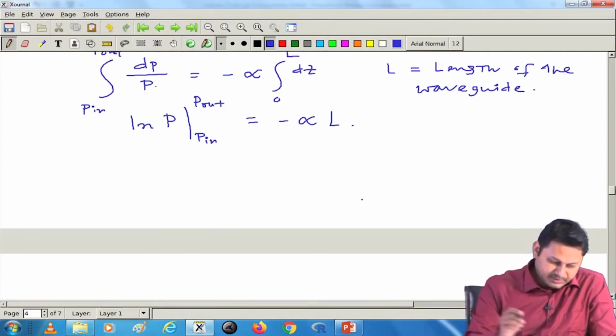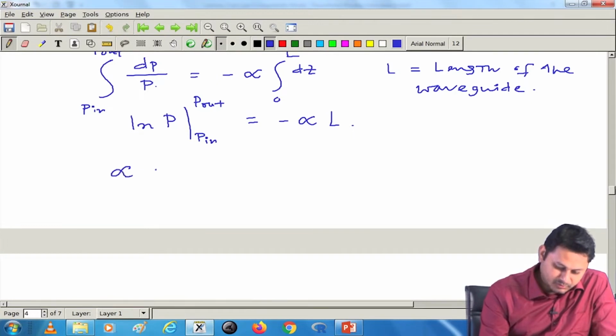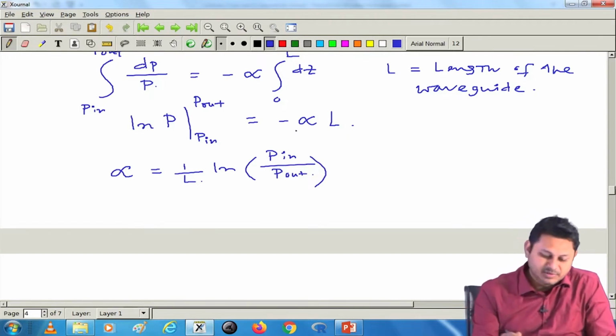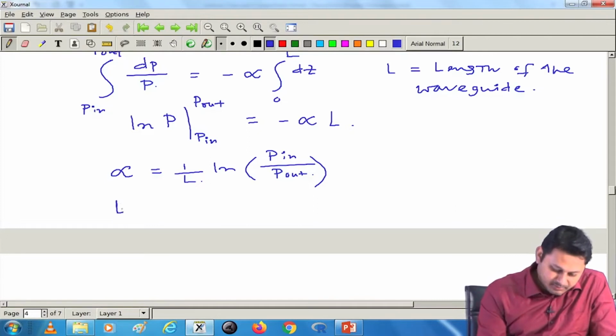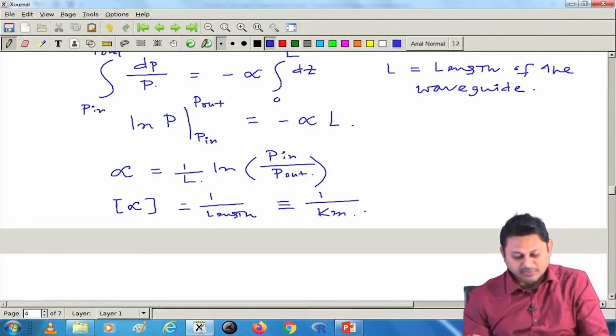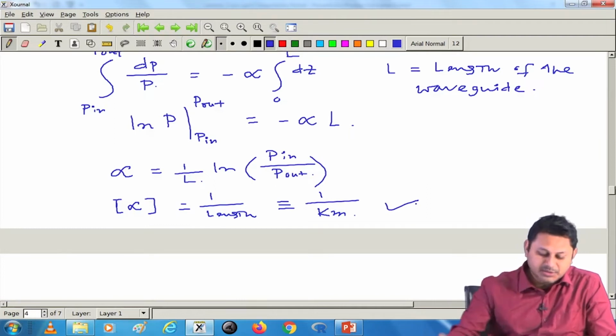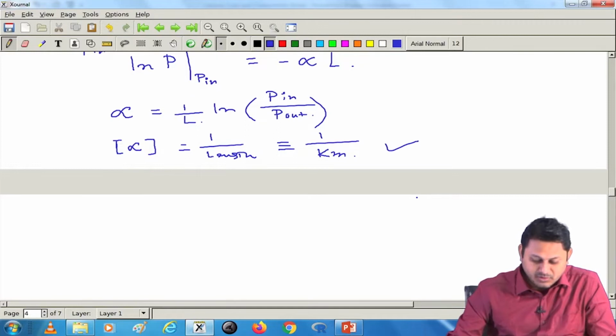So alpha, which we call the loss coefficient, is simply 1 divided by L times ln of P in divided by P out. By just swapping P in and P out, we remove the minus sign. If I find the unit of alpha, it should be simply 1 divided by length, or 1 divided by kilometer. Normally we use kilometer because the fiber length is normally in the kilometer range. So 1 by kilometer should be the unit of the loss coefficient alpha.